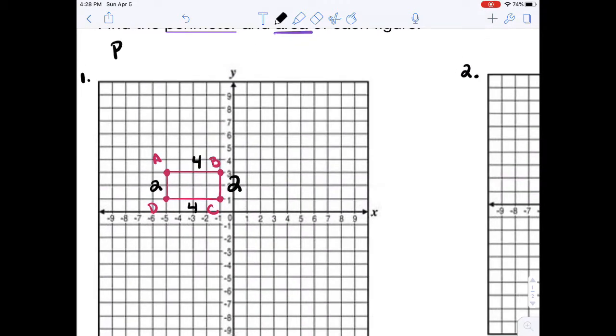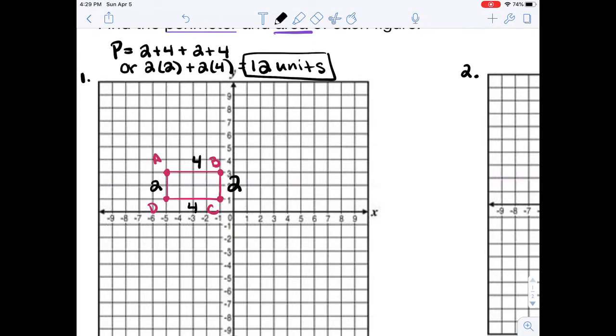So my perimeter, I'm going to say P equals 2 plus 4 plus 2 plus 4. Or you could have said 2 times 2 because there were 2 of them, plus 2 times 4 because there were 2 of them. Either way, you would get the same answer of 12. Since we're talking about perimeter, the answer is going to be in units, because we're finding that distance around. So this is 12 units long.